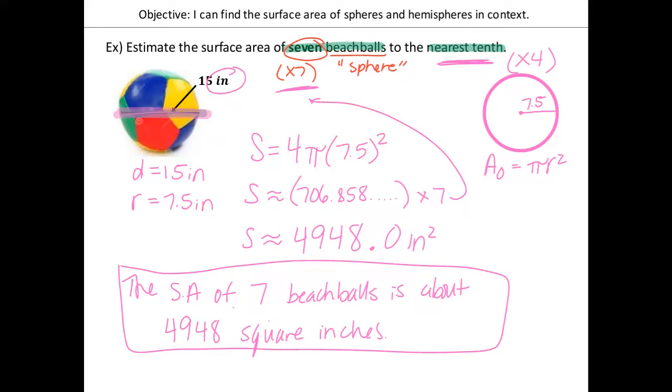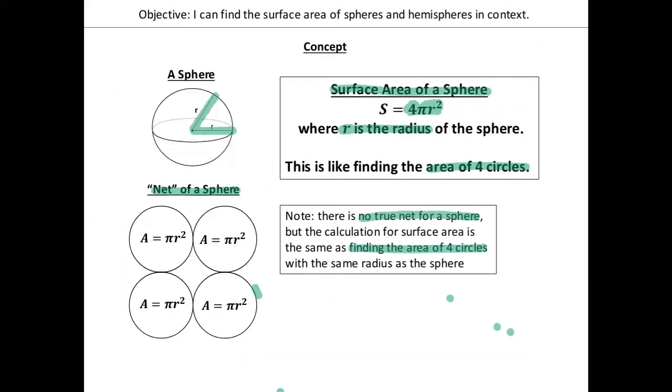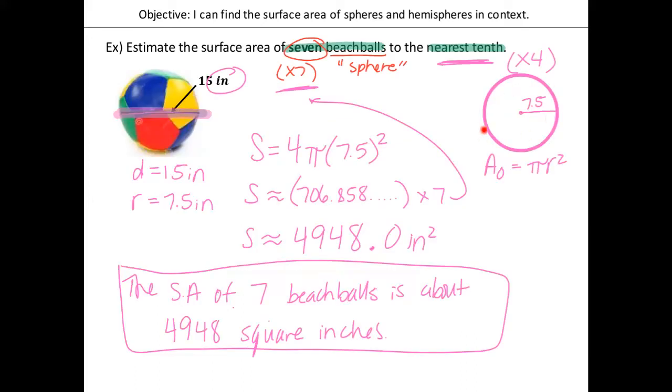Yes? 4? That's just because the formula for the sphere is equivalent to 4 circles. We don't really have a net, but the calculation is like 4 circles. So that's why we do 4 pi r squared. So here really it's a circle, but then I have 4 of them. So then it's 4 pi r squared on the formula. And then again, we multiply by 7 because we were looking for 7 beach balls.